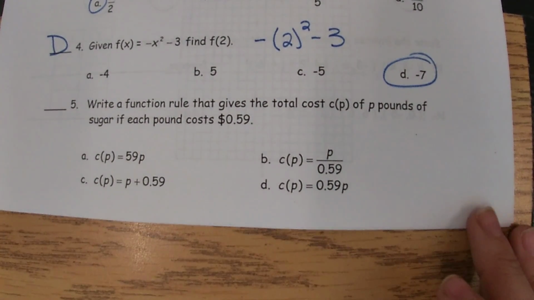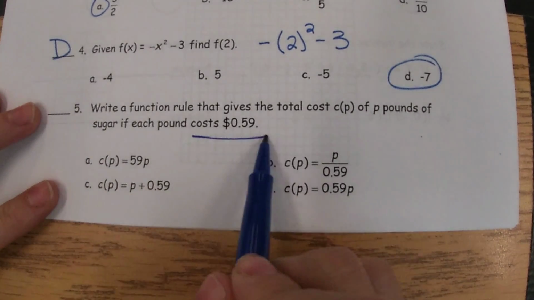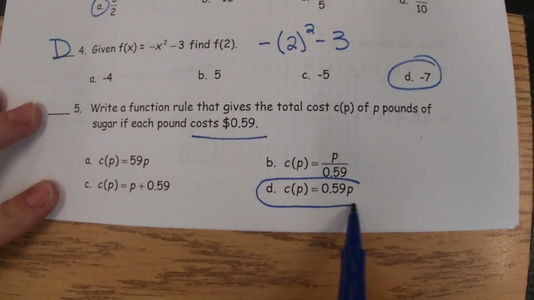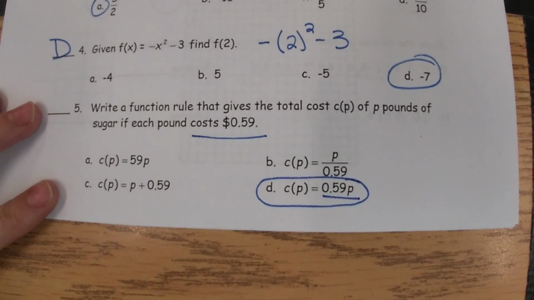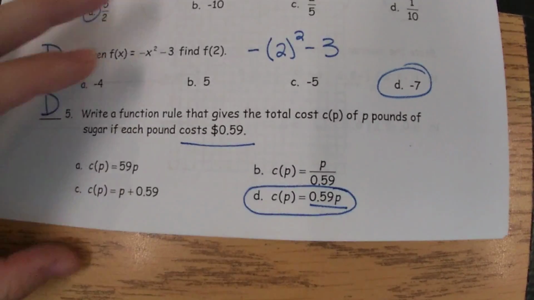If we write a function rule that gives the total cost, C, of p pounds of sugar, if each pound is 59 cents, right? It's 59 cents per pound. If it's per item, it gets the variable, so we want D.